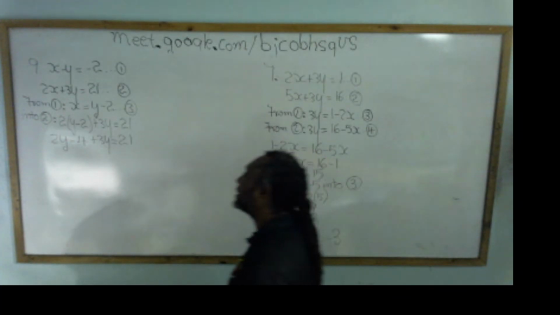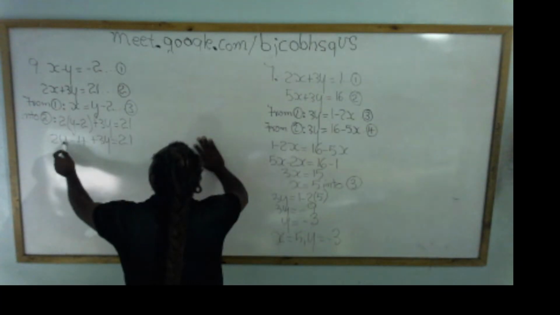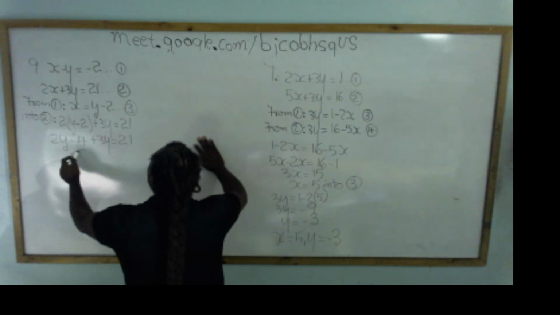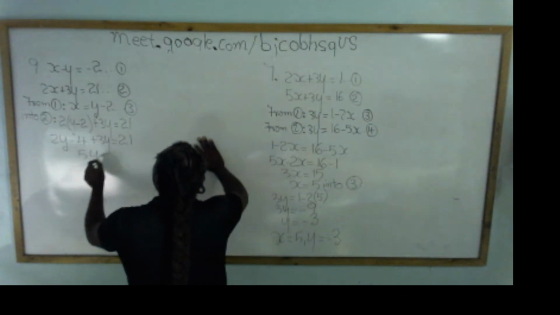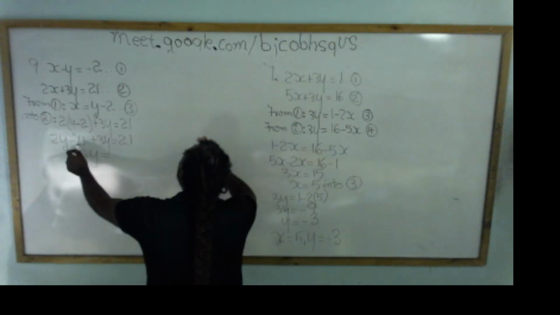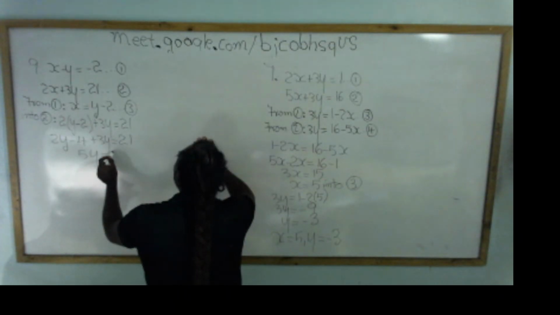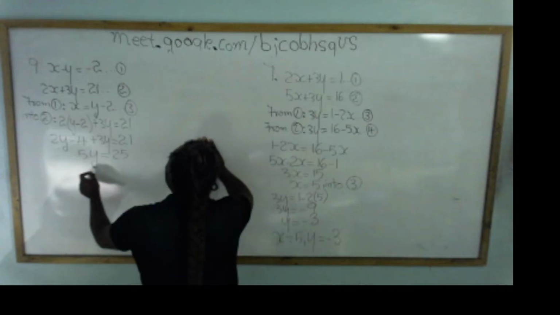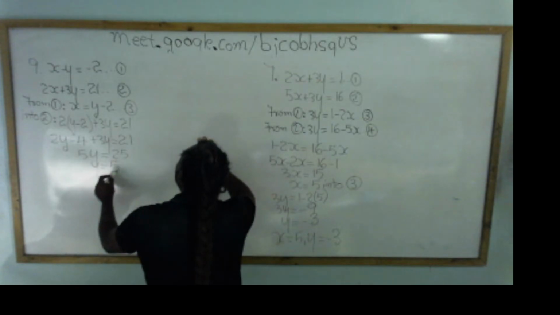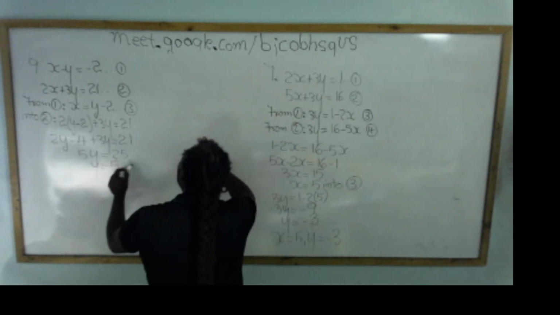Of course, we can see that 2y plus 3y, that is your 5y. We will eliminate this -4 by addition, so it's going to be added to the 21, 25. Y is equal to 5, and that goes into equation 3.